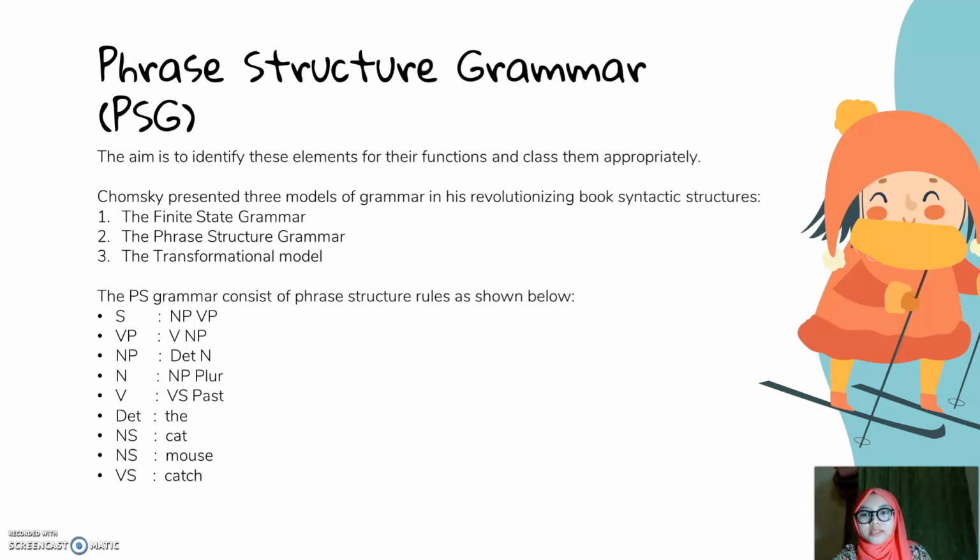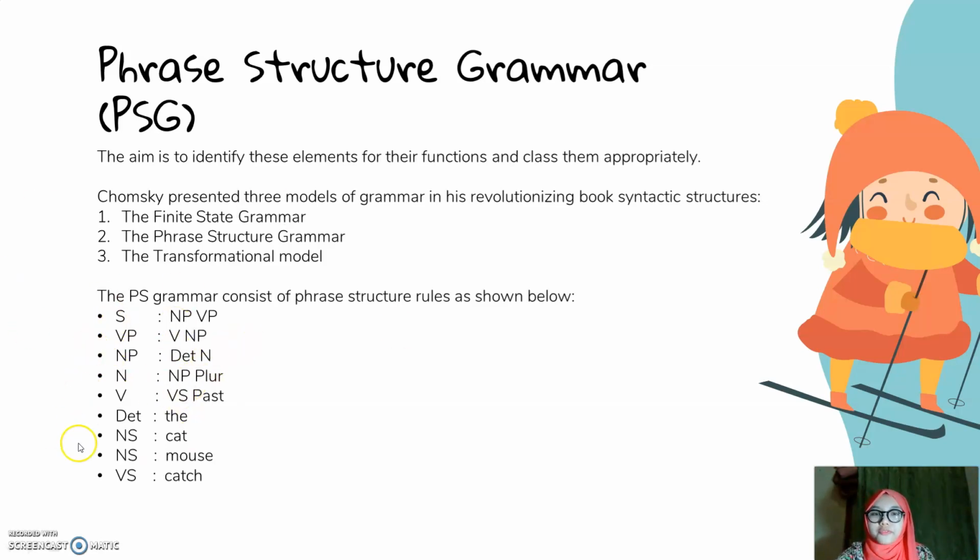Second is the phrase structure grammar. It takes us a long way in removing these shortcomings. Third is the transformational model. It is an extension of the PSG with addition of more complex types of rules. The PS grammar consists of phrase structure rules as shown below.